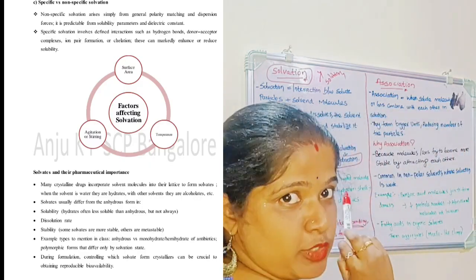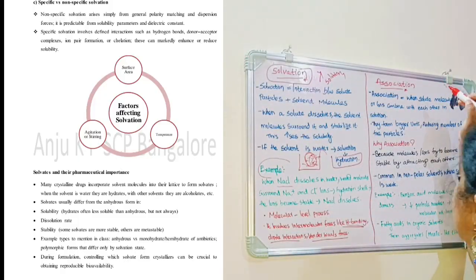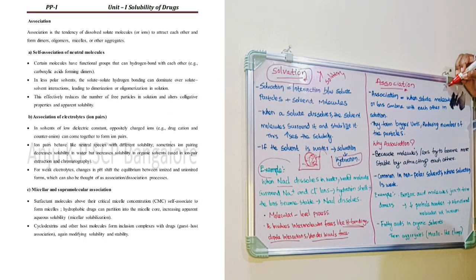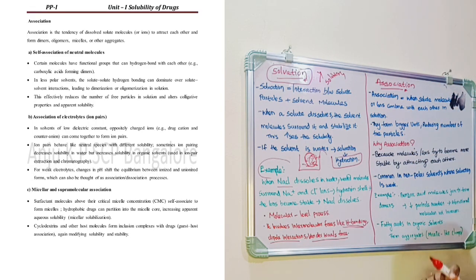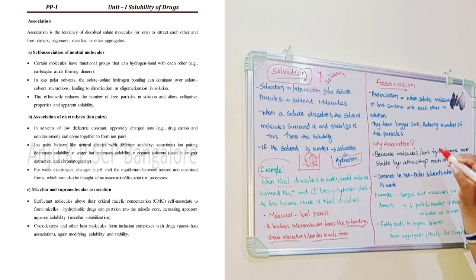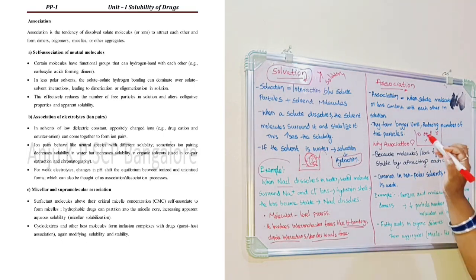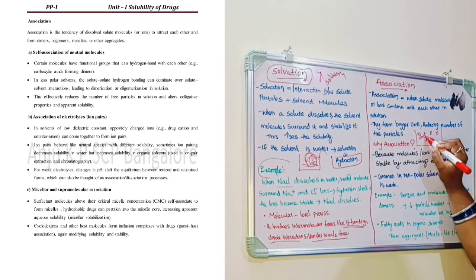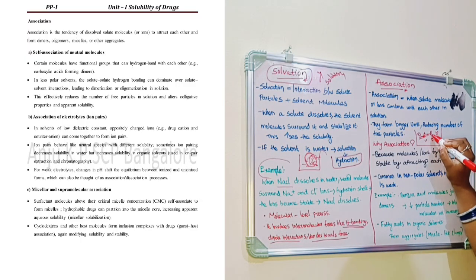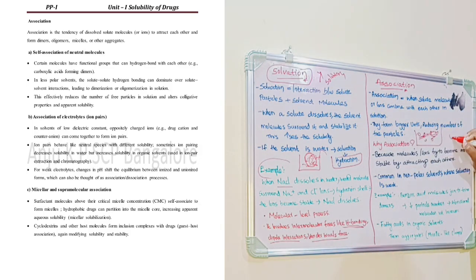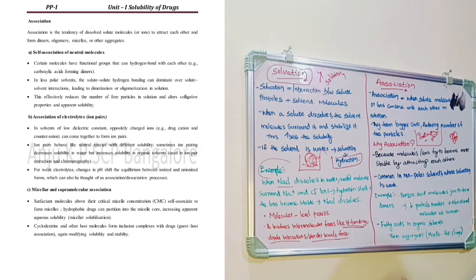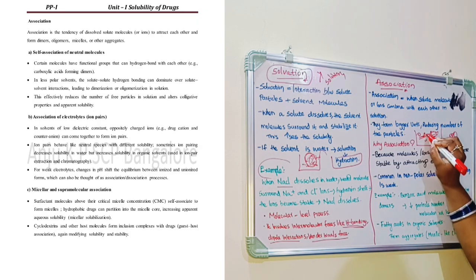Now we will go to association. In association, when solute molecules or ions combine with each other in a solution, they form bigger units, reducing the number of free particles. The solutes are like this in the solution. They attract each other and form one unit. That unit will be bigger, reducing the number of free particles.